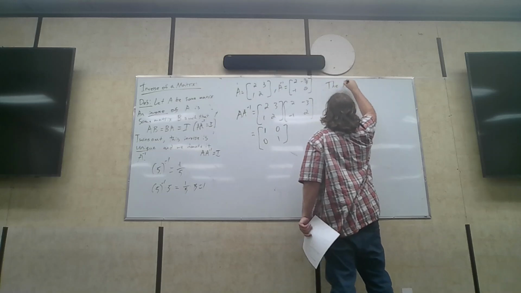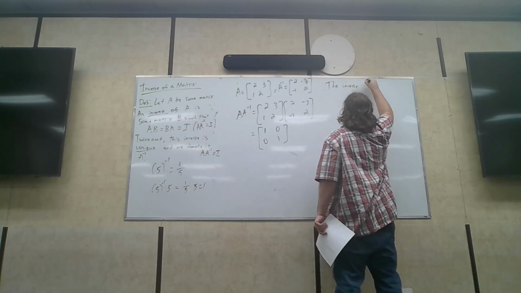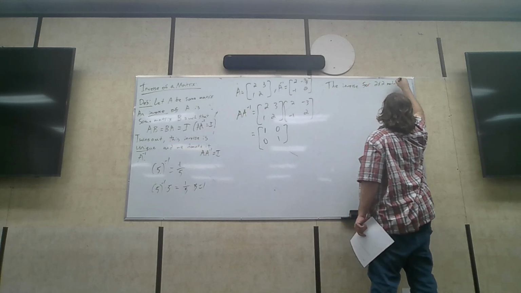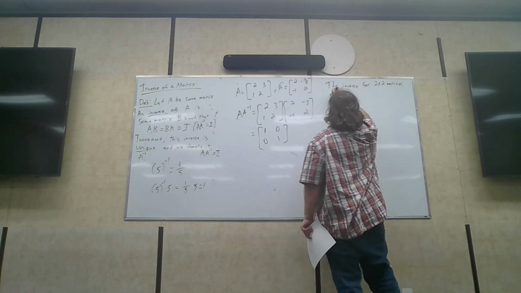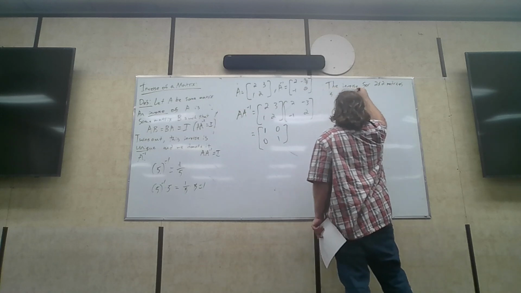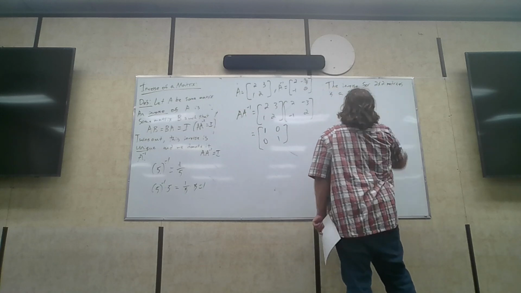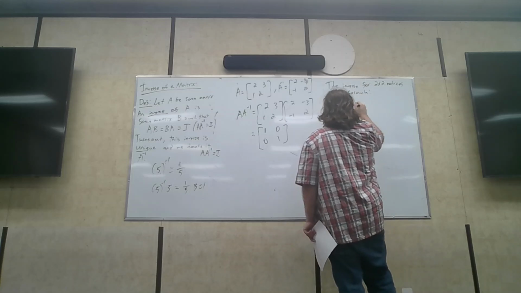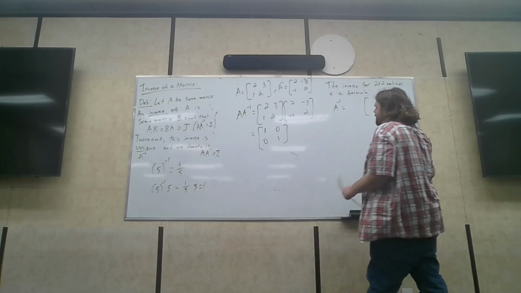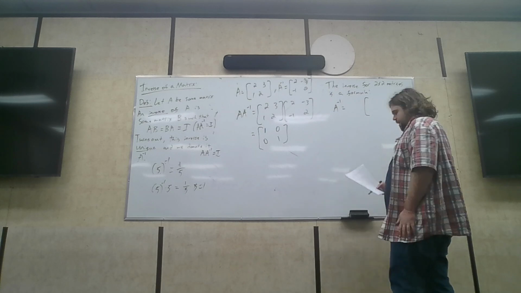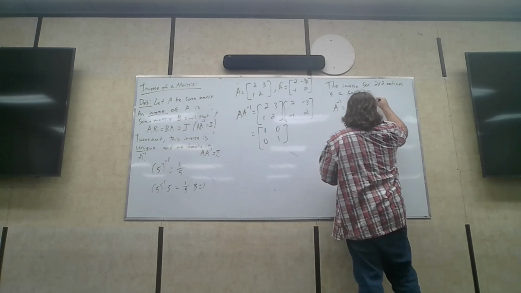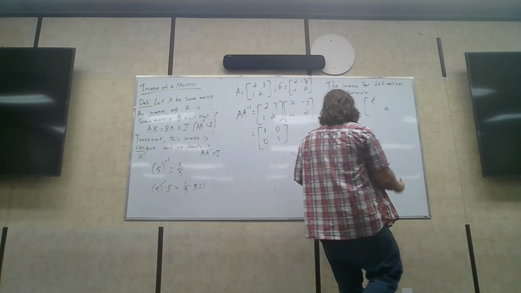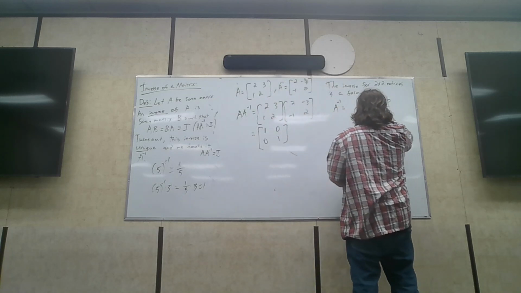So the inverse for 2 by 2 matrices is a formula. So that's quite nice. So A inverse. We basically just have to swap some stuff around, thankfully. So we're going to swap the diagonals around like this, and then we just put minus signs in front of the other entries.